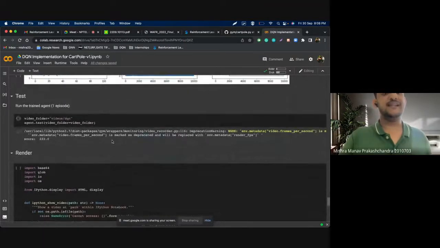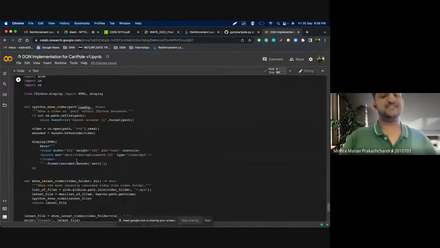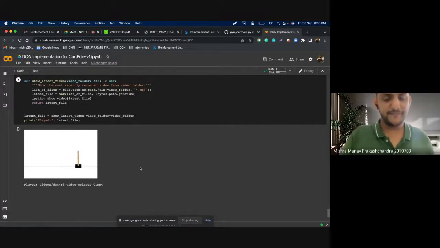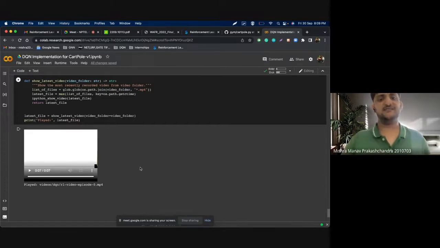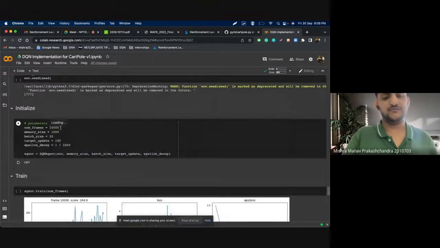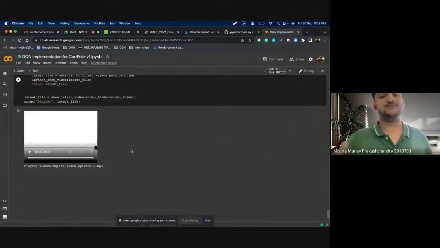And then lastly, this is the test part. After this much training has been done, you can see what the agent has learned till now. The pole is staying upright, but the cart is moving outside the frame. This is the training for 1,000 frames, or 1,000 time steps, if you think of it that way.